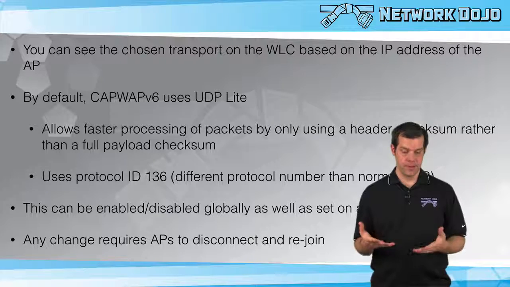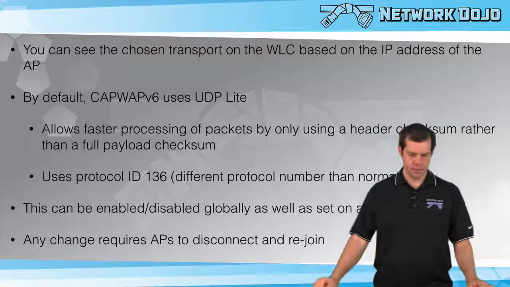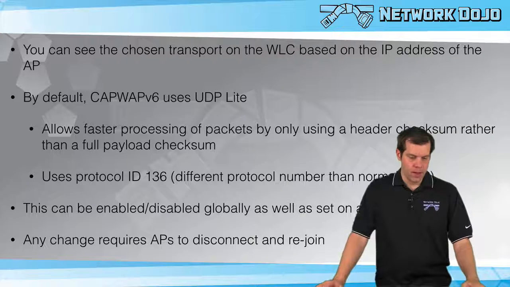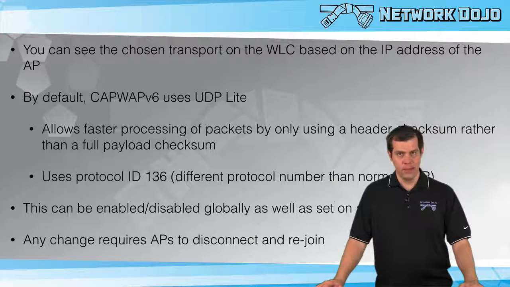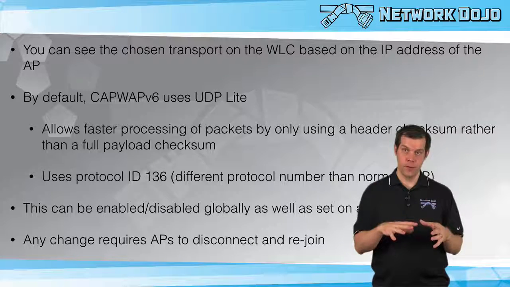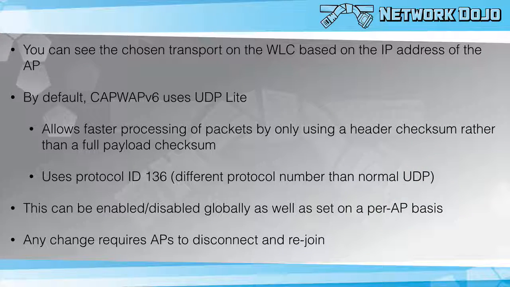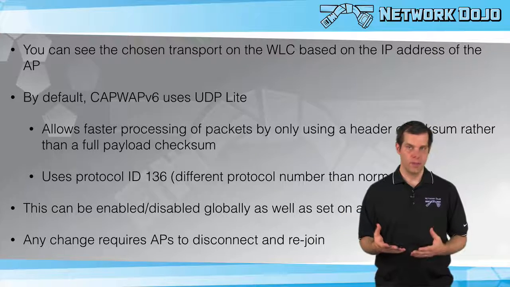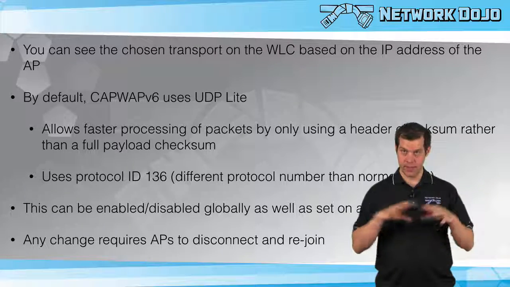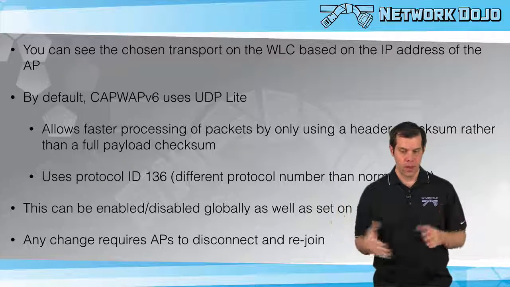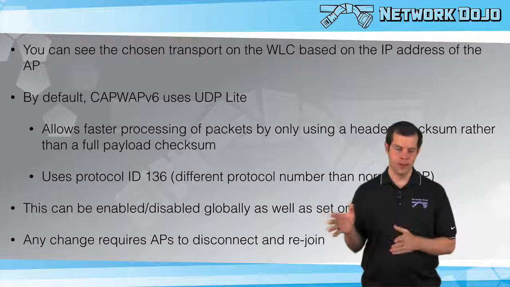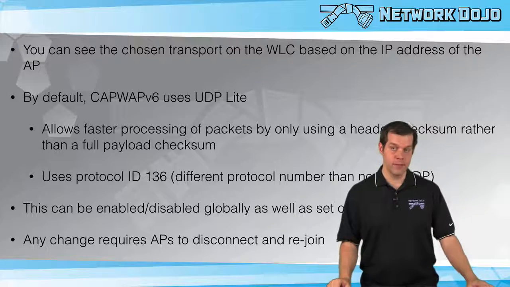Now, speaking of v6, I'll throw this in here because it doesn't quite fit elsewhere. When we use CAPWAP over IPv6, by default, our APs use a protocol called UDP Lite for CAPWAP communications. It's based off of UDP, but it allows faster processing of the packets, because normal UDP forces a checksum on the full payload of the packet, not just the header, but the entire packet, header plus payload. Whereas with UDP Lite, we only need to process the checksum on the header portion and not on the full payload. And so it allows faster processing. And this is turned on by default.